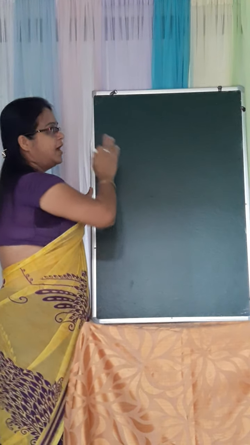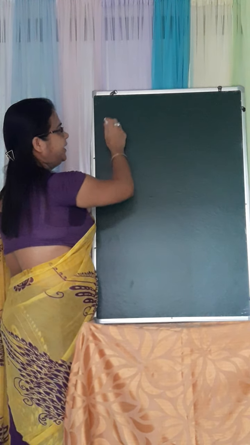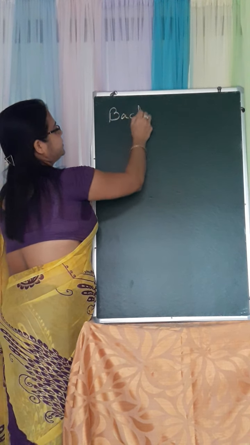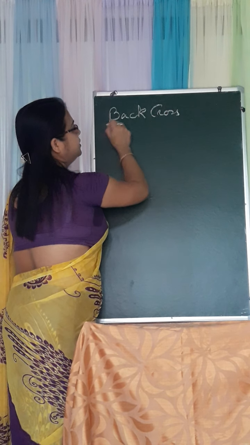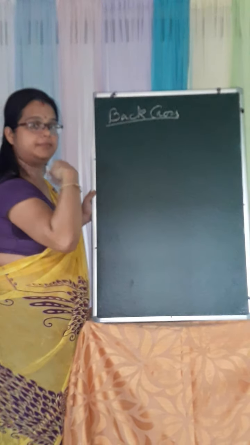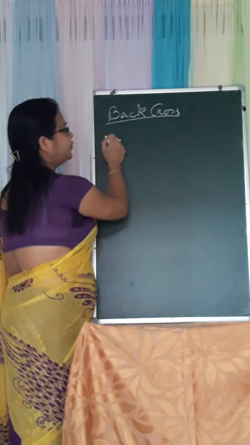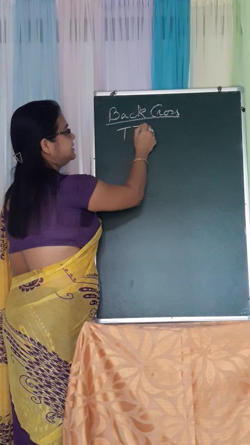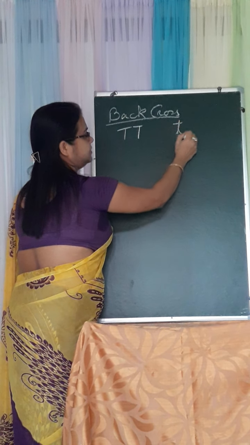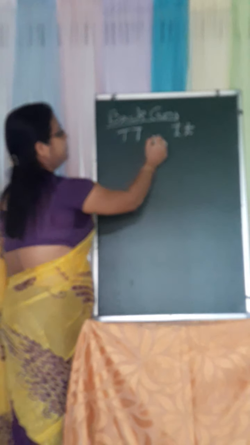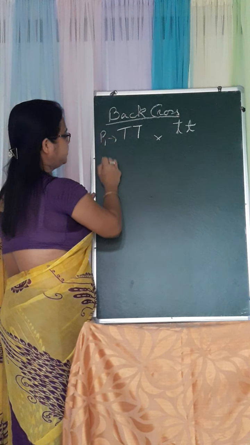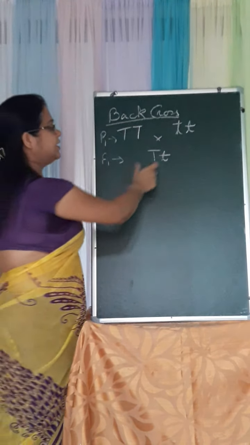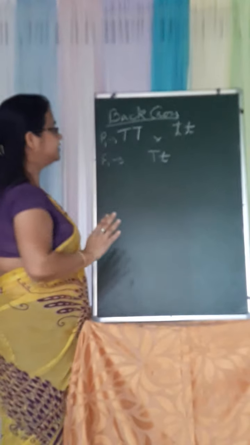Now, after this, we come to the next part, that is, when we are studying one gene interaction, we come to back cross. Back means going back, isn't it? So what is back cross? Suppose we are taking the parents capital T capital T and small t small t. We are crossing them. This is the P1 generation. In the F1 generation, we will get capital T, small t. Till now, it is clear to you, I think.